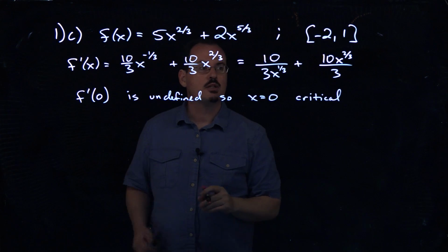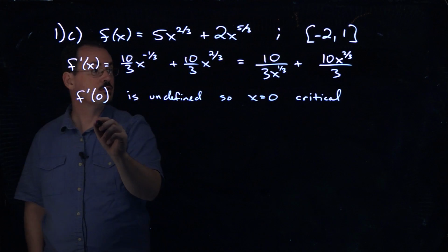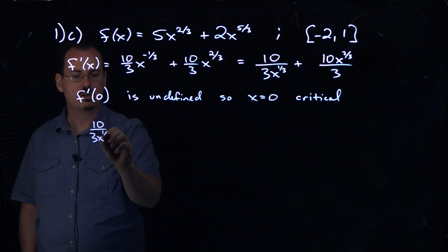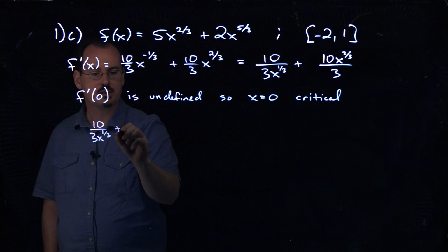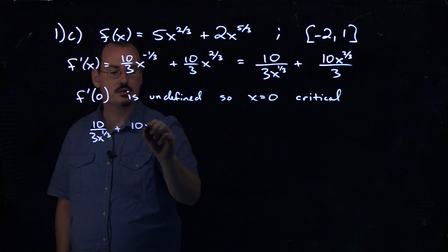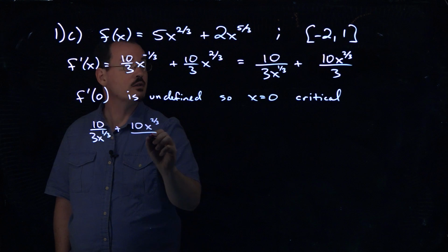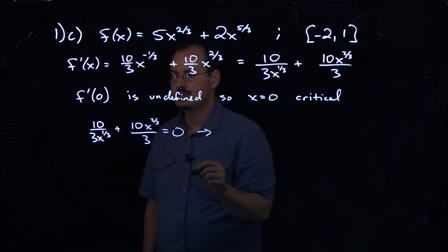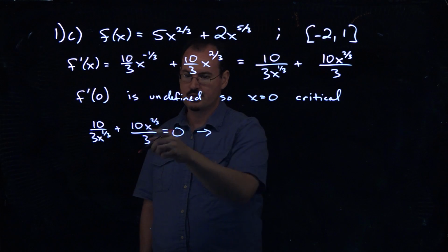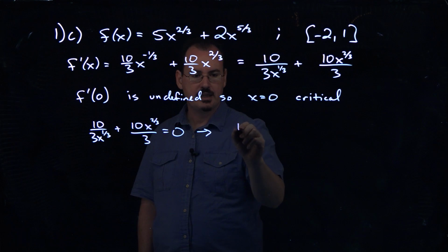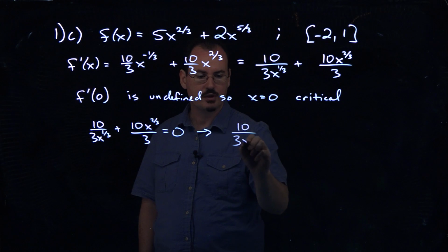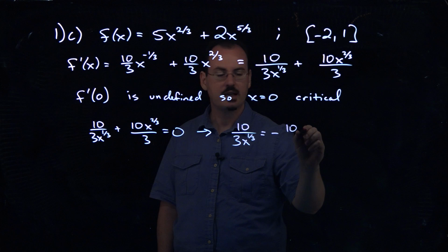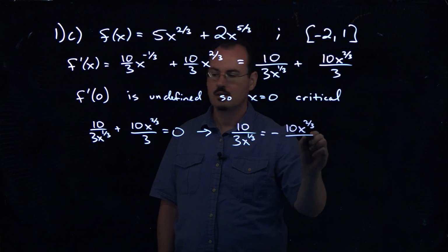Okay, so next we want to set that derivative equal to 0. So we're going to get 10 over 3x to the 1/3 plus 10x to the 2/3 over 3 equals 0. Now, what I can do to solve this, I can move one of these to the other side of the equal sign. So let's write it like this: 10 over 3x to the 1/3 is equal to, and if I move that over, it becomes negative. So negative 10x to the 2/3 over 3.